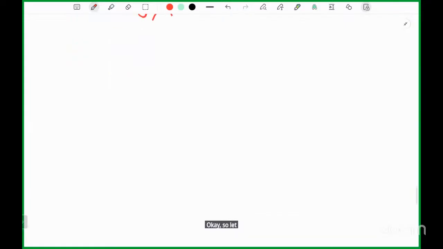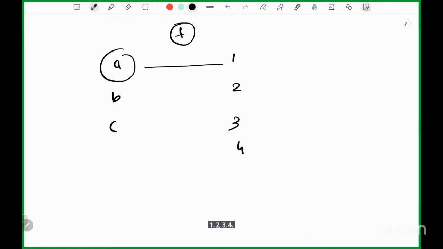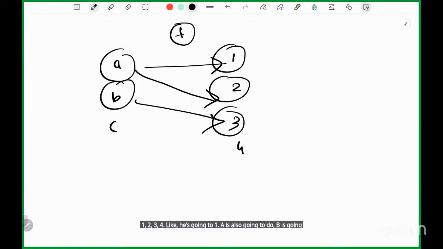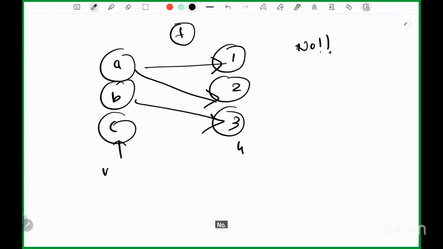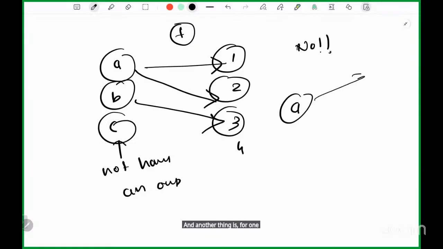Okay, so let's consider one more example. Suppose F is a map from A, B, C to 1, 2, 3, 4. Like A is going to 1, A is also going to 2, B is going to 3, and C is not mapping anywhere. Now is this a function? No, right? Because it's violating both things. One is every, because C does not have an image or output. And another thing is for one input A, I'm getting two different outputs, which is not the property of a function.